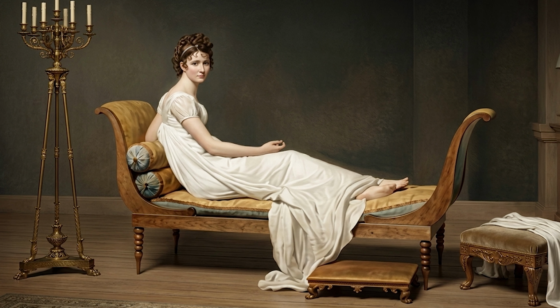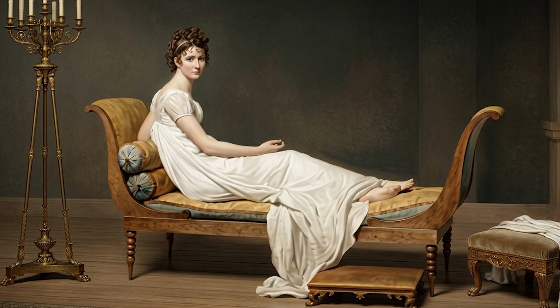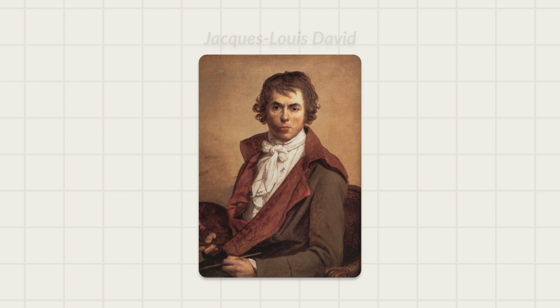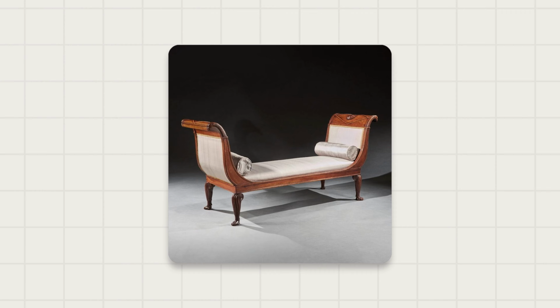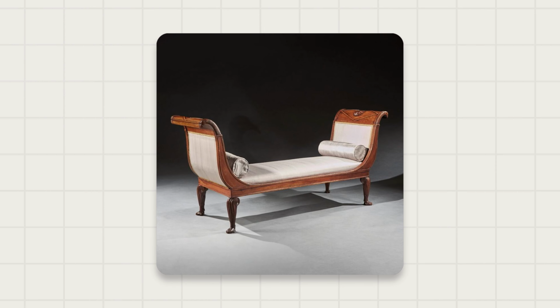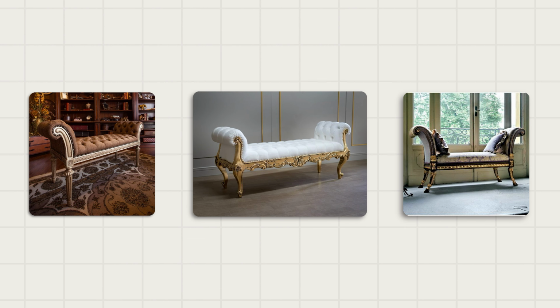And the design became popular after a painting of the French socialite Juliette Récamier by the artist Jacques-Louis David, where she is shown reclining on this type of seat. Since then, the Récamier has been seen as a symbol of elegance and leisure. Today, these sofas are often used as decorative seating in the living room or just placed against the wall to add a stylish touch to a space.